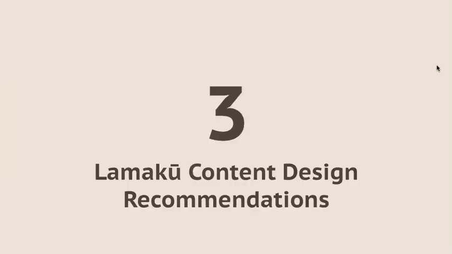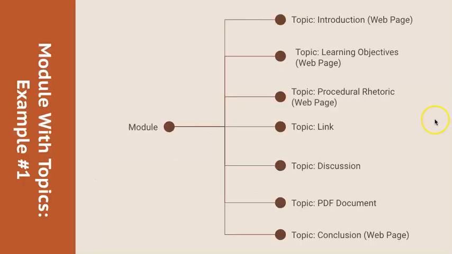Let's consider 3 Llama-Ku content design options. This design option 1 is the simplest and the recommended design option, where each module holds topics that a learner can easily navigate through or move between the topics. Here, a learner would read the module introduction, learning objectives, then read about procedural rhetoric, some linked content, and then engage in a forum discussion.